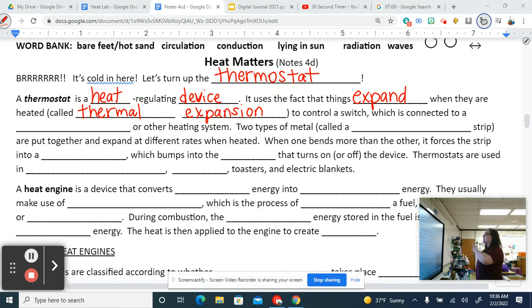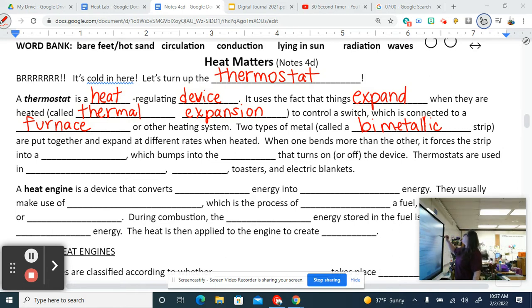So our thermostat uses that fact, that thermal expansion, to control a switch which is connected to your furnace or your central air or your air conditioner or whatever your heating system is. It's called a bimetallic strip. So bi meaning two, like bicycle has two wheels, and then metallic meaning metal. So it's made out of two different metals. And one of the metals expands at a slightly different rate than the other.